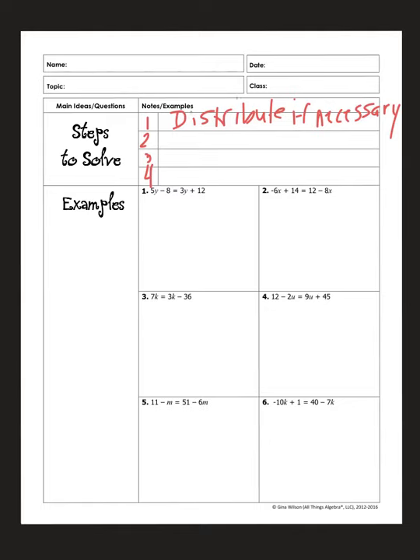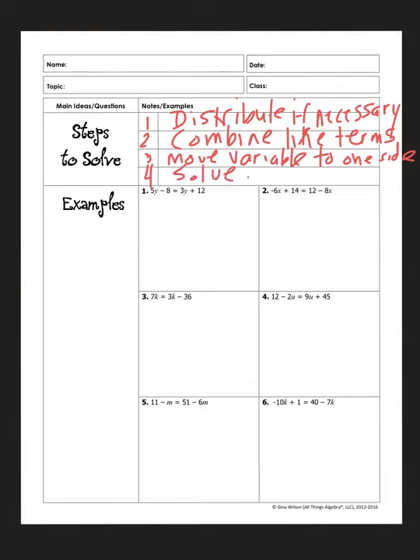Step 2, combine like terms. Remember, we can only combine terms with the same variables and the same exponents. Step 3, move the variable to one side. And step 4, solve. Okay, so let's go ahead and jump in.